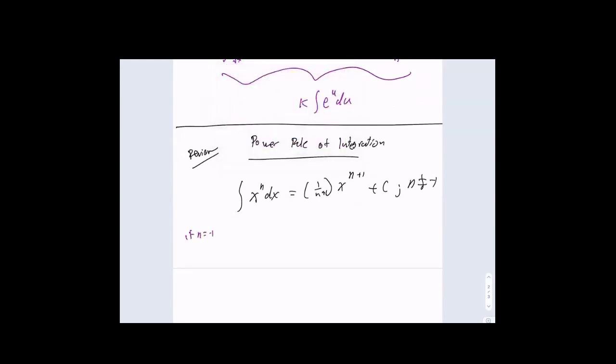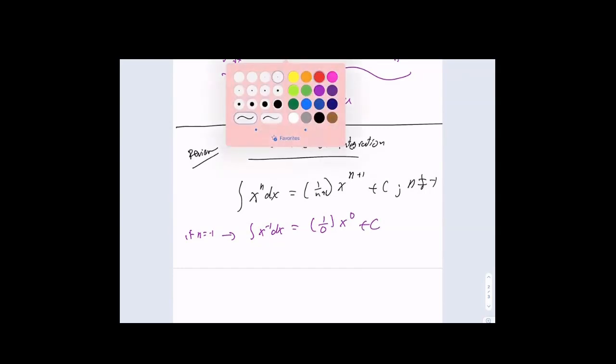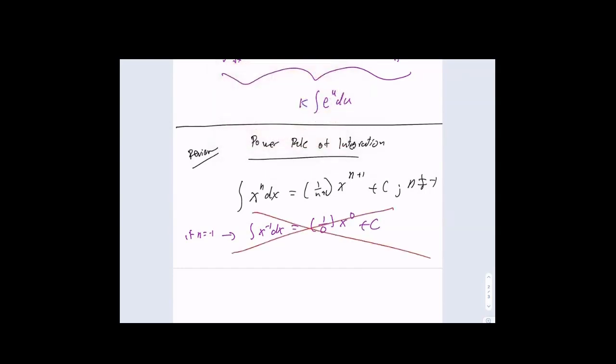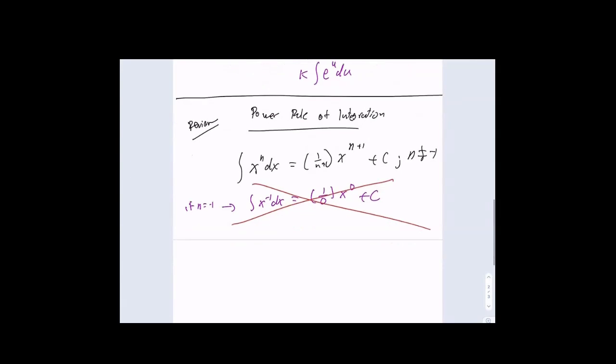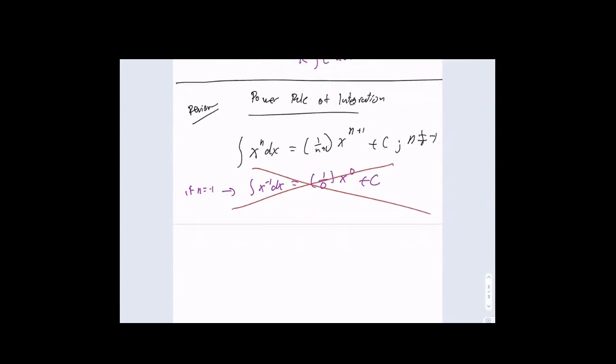If n was equal to negative 1 and you tried the same thing, you would get the integral of x to negative 1 dx, which is equal to 1 over 0, x to the 0 plus c. You can see that this doesn't work when n is negative 1. Do you see why the rule states that n cannot be negative 1, first and foremost?